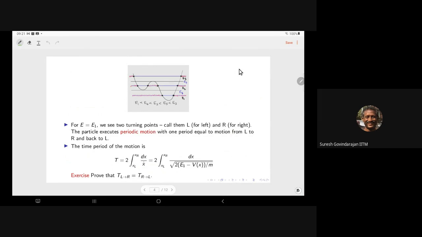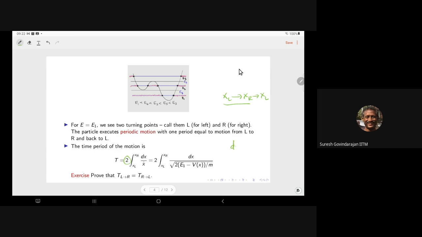For E equal to E1, we see two turning points, call them L for left and R for right. We can work out what the time period is. We'll call the left and right turning points X left and X right. A full orbit starts from X left, goes to X right, and comes back to X left. So I'm putting a factor of 2 and considering just X left to X right. There is symmetry in the problem. The time taken to go from X right to X left is the same; prove that. So 2 times integral from X left to X right of dt by dx dx.